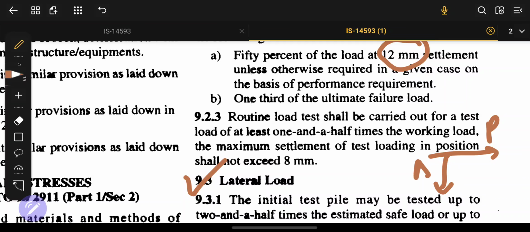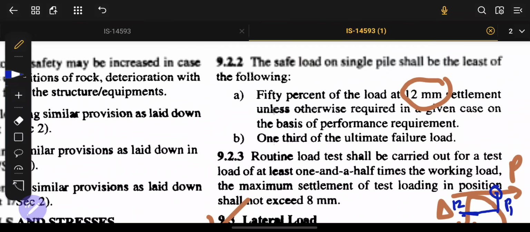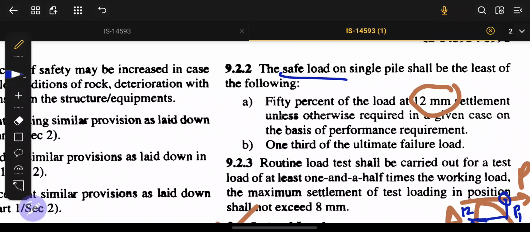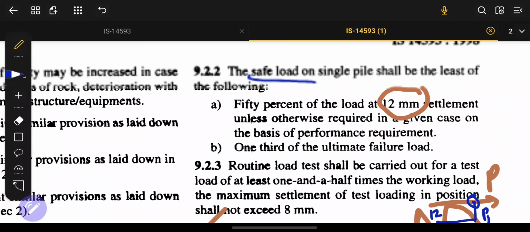This is P, this is delta. So your graph is like this. Say for 12 mm, here it is 12 mm. For this 12 mm you are getting this value, so this is P1. P1 is the load at 12 mm settlement. You take P1 by 2, and P1 by 2 will be your safe load. This is how we obtain 1/3 of the ultimate failure load.